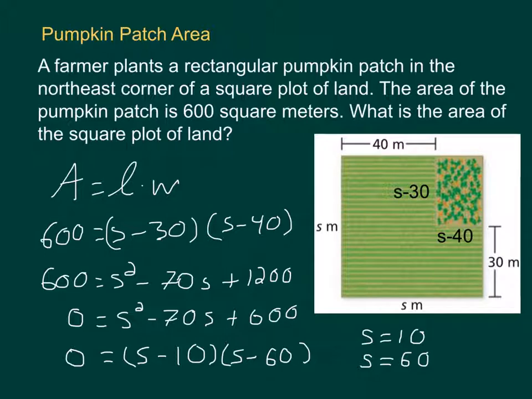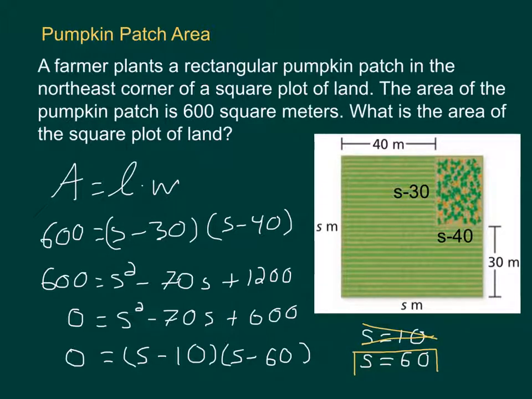I want to look back at my original diagram to see if both of these answers make sense. If s equals 10, that would mean that this side of the pumpkin patch was 10 minus 30, or negative 20 meters, which doesn't make any sense. So I'm going to disregard 10 as a solution. If I do s equals 60, however, this side of the pumpkin patch becomes 60 minus 30, which is 30, and this side becomes 60 minus 40, which is 20 meters. That makes sense, which tells me that s equals 60 is my solution.